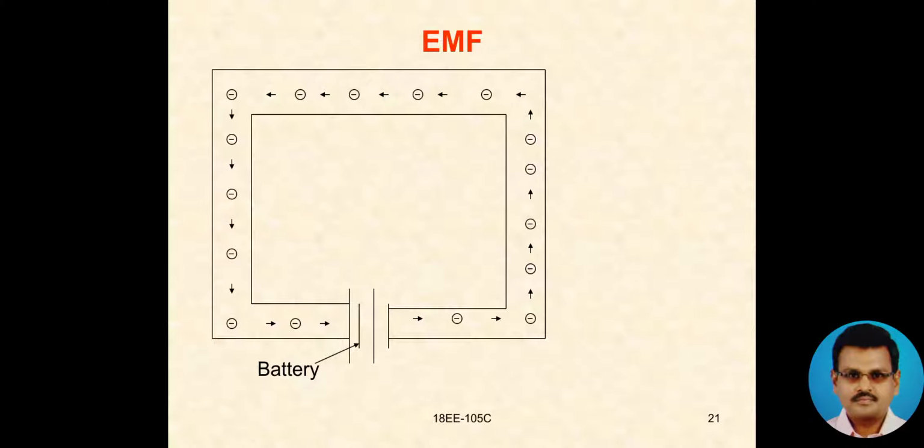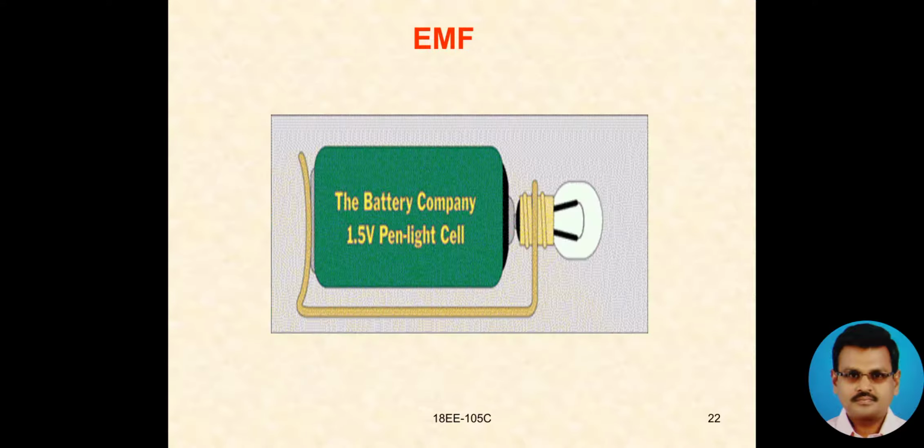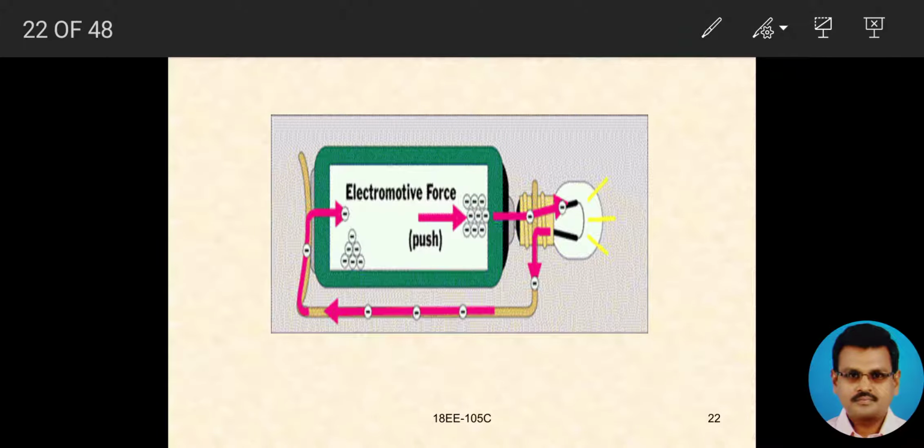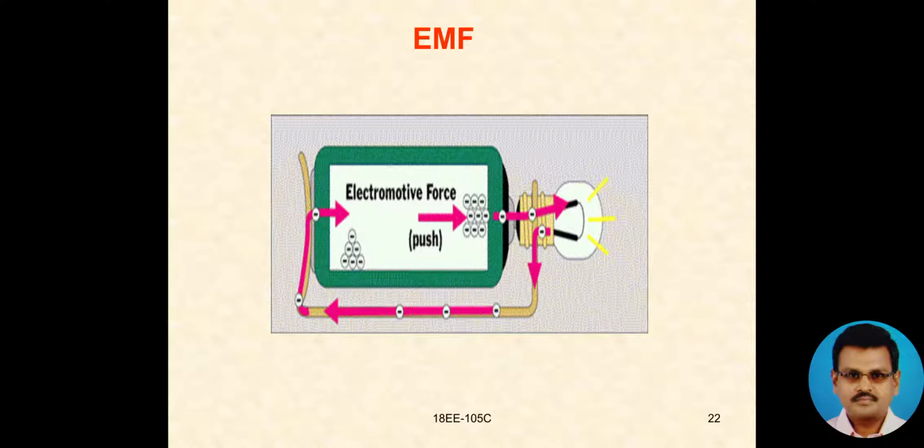So you can see in the figure, the battery is connected with a conductor, and the direction of electrons also you can see. So that is electromotive force, as you can see in the diagram.